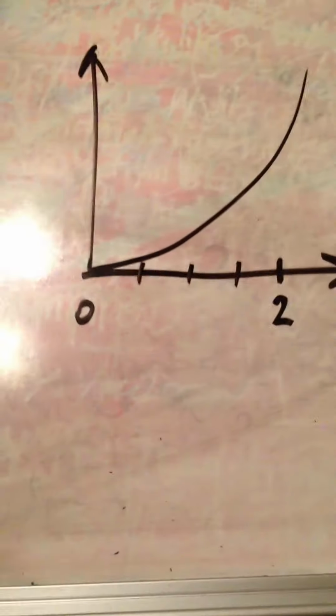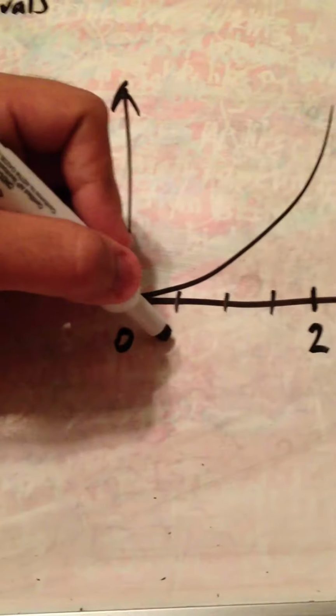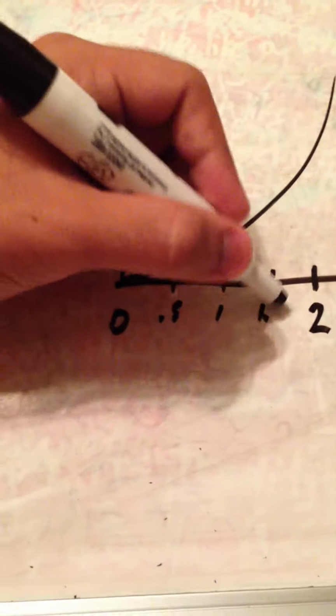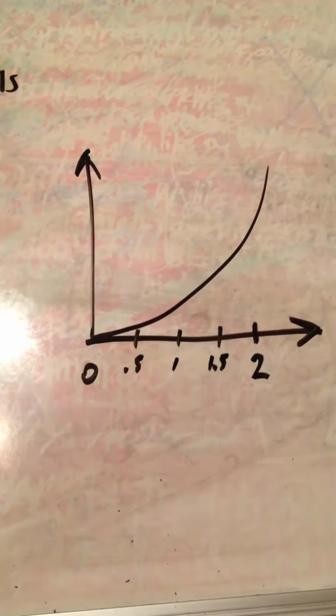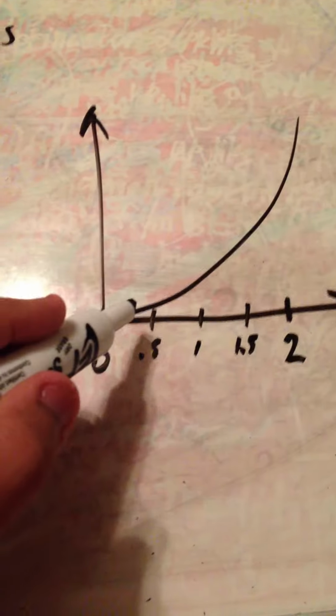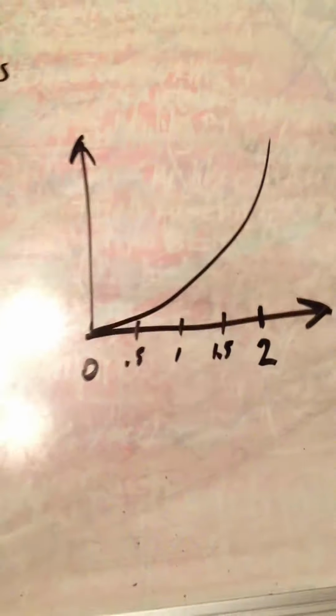So you have 0.5, 1, 1.5. Yeah? Just mark that to be safe so you're not confused. If you do that, then if you count, you have 4 intervals: 1, 2, 3, 4. Yeah?